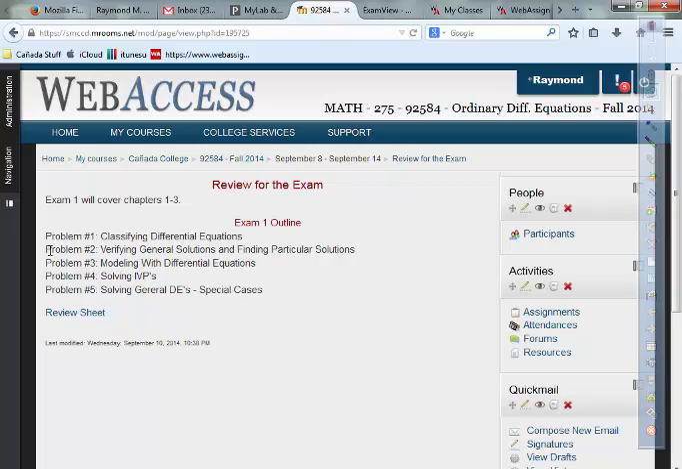Problem number 2 is to verify a solution for a differential equation. If you have a differential equation, you don't have to solve for it because there's going to be a solution, or maybe 2 solutions, and then you're to verify which one or both might be solutions to the differential equation. Yes. And then that's for problem number 2.